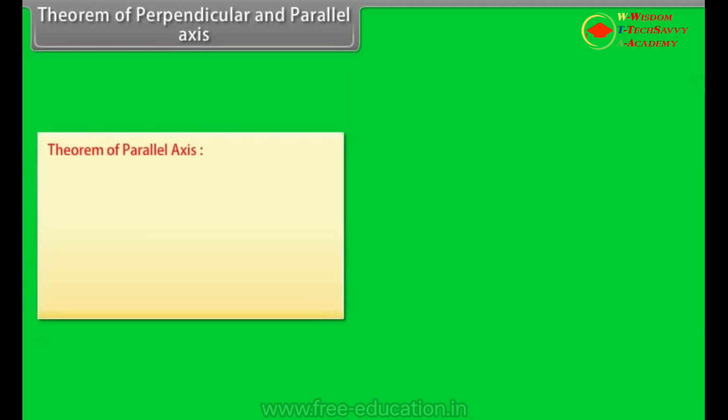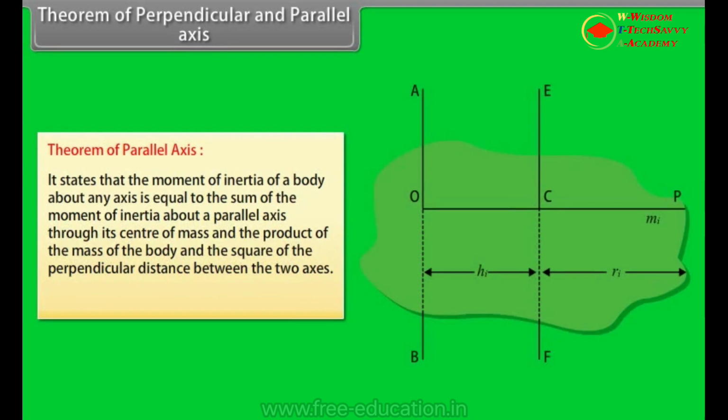The theorem of parallel axis states that the moment of inertia of a body about any axis is equal to the sum of the moment of inertia about a parallel axis through its center of mass and the product of the mass of the body and the square of the perpendicular distance between the two axes. I is equal to I_CM plus M h square.